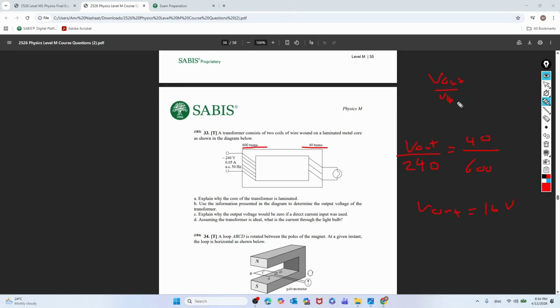Guys, by the way, V out over V in is called the transformation ratio. If they ask what's the transformation ratio, it's V out over V in.